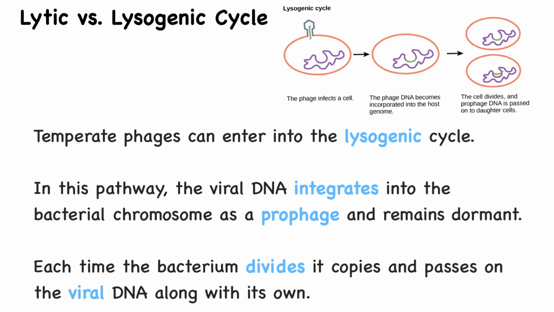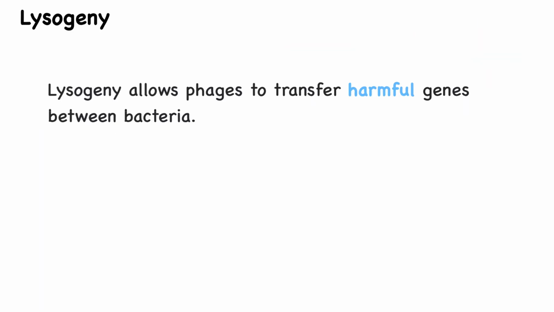Some bacteriophages, known as temperate phages, instead enter the lysogenic cycle. In this pathway, the viral DNA integrates into the bacterial chromosome as a prophage and remains dormant. Each time the bacterium divides, it copies and passes on the viral DNA along with its own genetic material. This can continue for many generations without harming the host cell. Lysogeny is especially important in medicine because it allows phages to transfer harmful genes between bacteria.